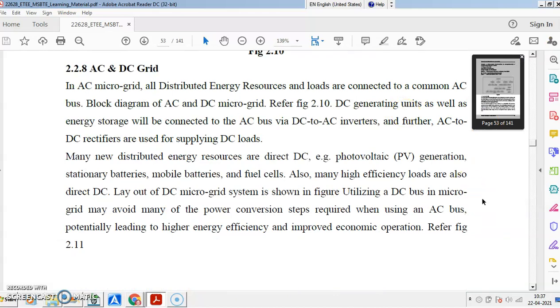Okay, many new distributed energy resources are DC. Photovoltaic generation is DC. Fuel cells, they can directly use, particularly for fuel cell charging, battery charging, etc. Also many high efficiency loads are DC. You may have DC microgrids for them. You may utilize DC. You may have a DC busbar system for that, and you call it a DC microgrid. You may convert that DC into AC. If you have an AC load, then you can have the AC load connected. So you may say AC/DC type of microgrid, DC/AC type microgrid.